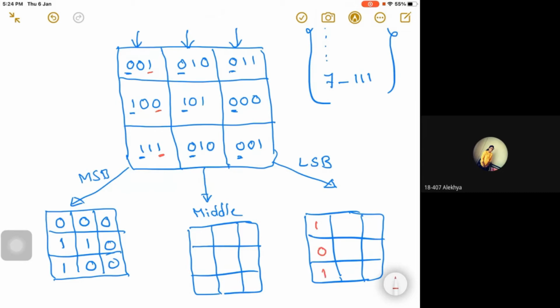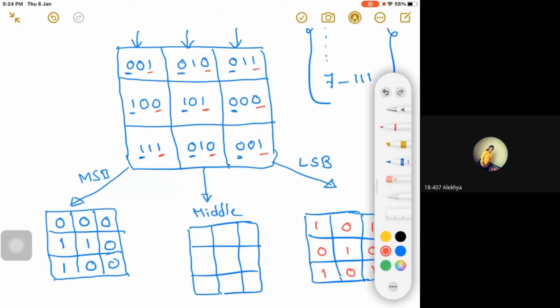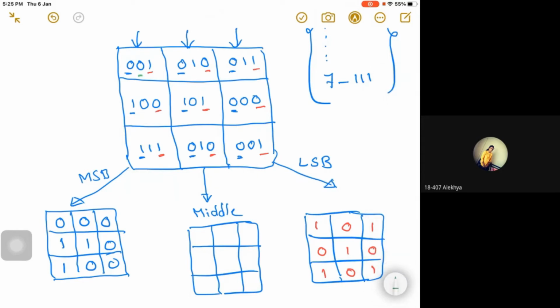Then for the second column, 0, 1, 0. Next, for the third column, 1, 0, 1. Then for the middle, you have the middle values. For the first column, 0, 0, 1. For the second column, 1, 0, 1. Next, for the last third column, 1, 0, 0.